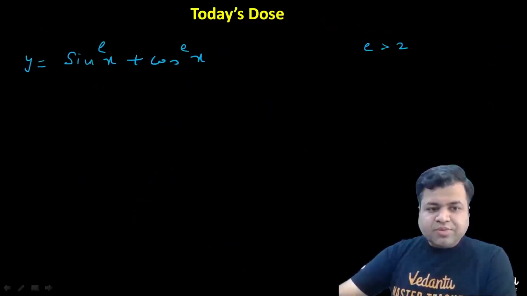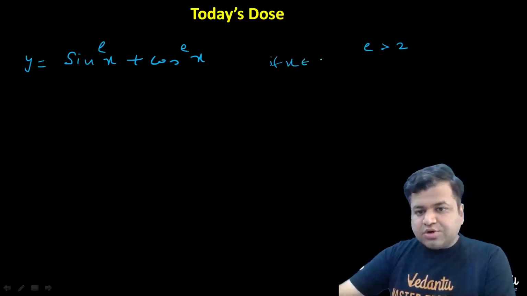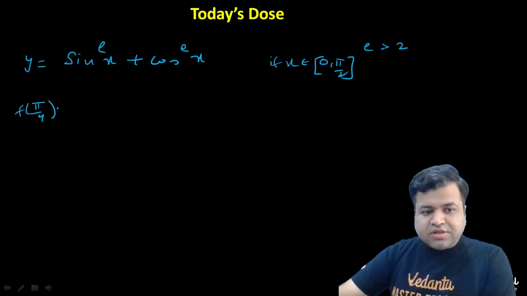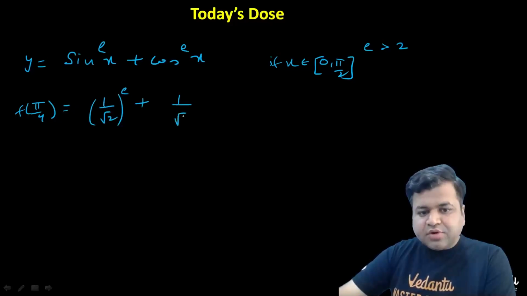So in 0 to pi by 2, if x belongs to 0 to pi by 2, the minimum will be at pi by 4. So we can find f of pi by 4. That will be simply 1 upon root 2 plus the same thing, 1 upon root 2.